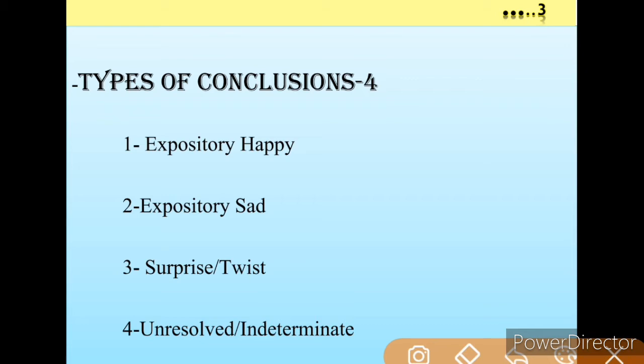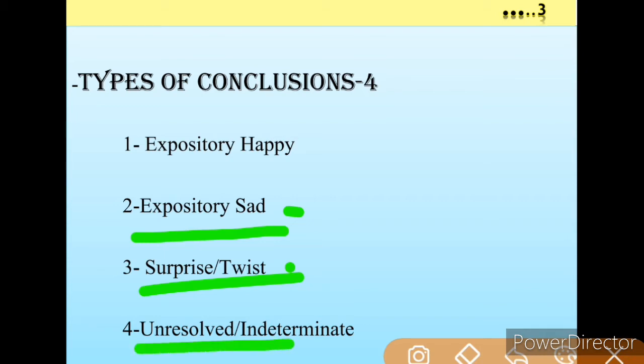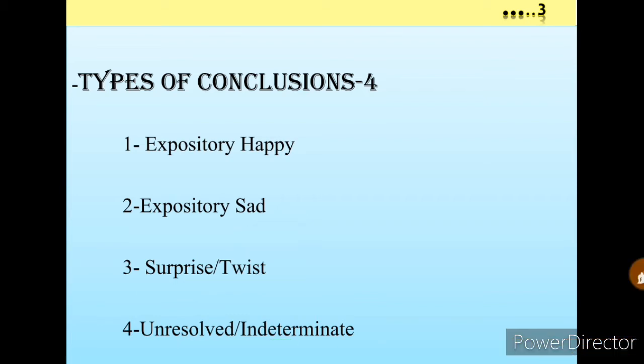In expository happy, all loose ends are tied up and explained and the ending is happy. In expository sad, the ending is sad. And in twisting, something happens that the reader does not expect at all. It is called a surprising end. And in indeterminate, the reader is left with questions and has to supply the ending him or herself. Some loose ends are left to dangle. So these are the conclusions.